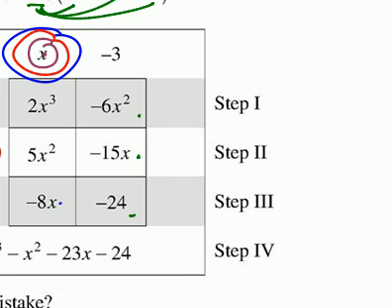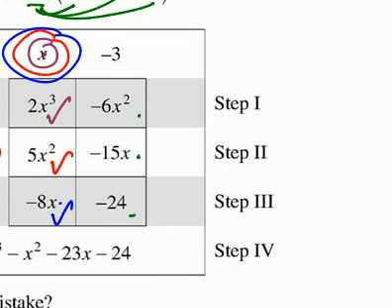Okay, I'll do the purple one together first. What's x times 2x squared? Is that 2x cubed? I think so. Okay. How about the next one? x times 5x. What's that? That's 5x squared. That's correct too. Okay. x times negative 8. Is that negative 8x? That's correct too.